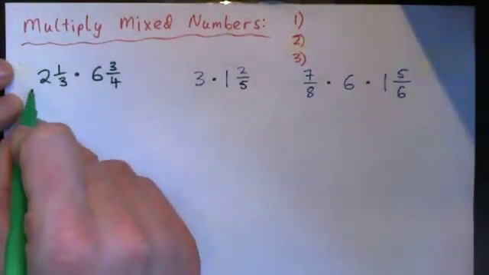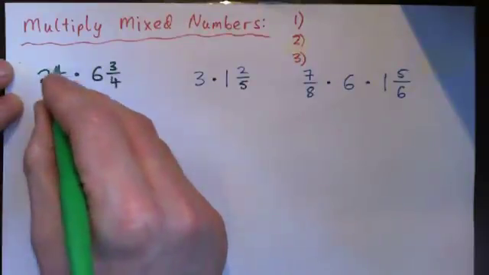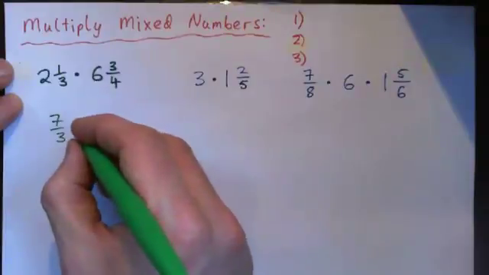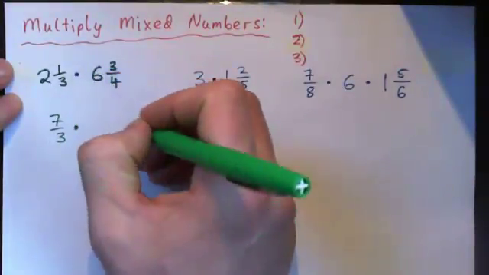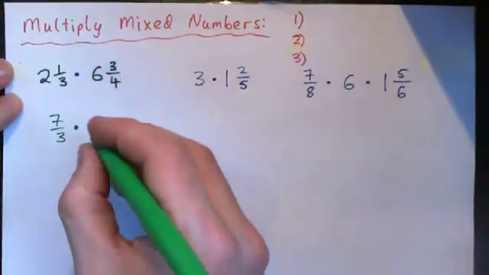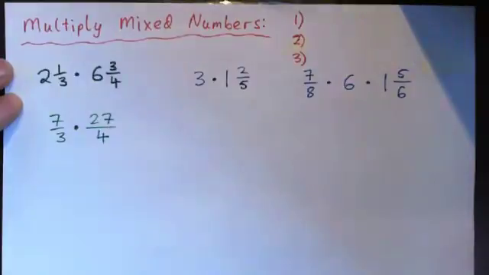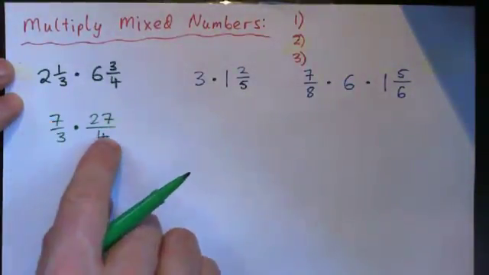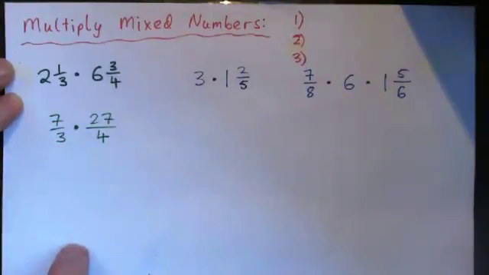So if I change this to an improper fraction, I'll go 3 times 2 is 6. 6 plus 1 is 7. That's 7/3. Okay, and it's times, and 4 times 6 is 24, right? 24 plus 3 is 27/4, right? Now, I think we know how to do this, don't we? Just multiplying fractions now, aren't we? And you can multiply the tops and then multiply the bottoms and then simplify the answer.